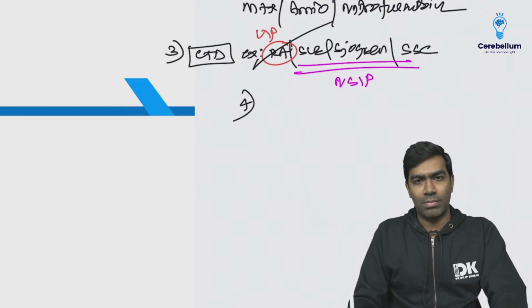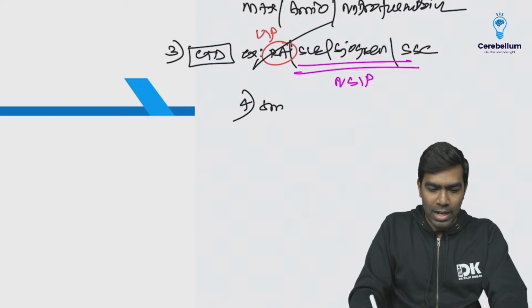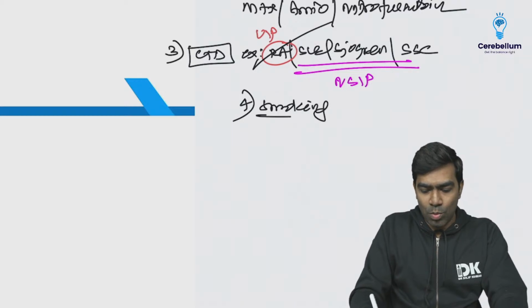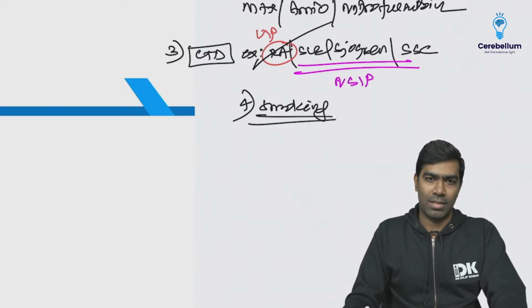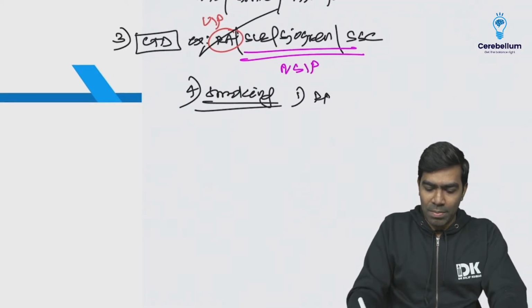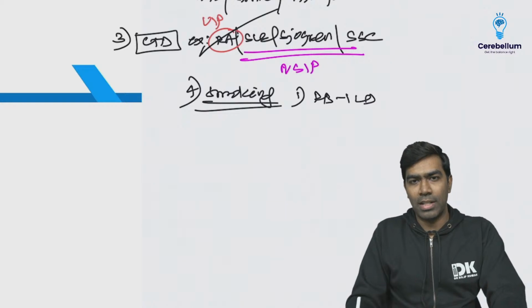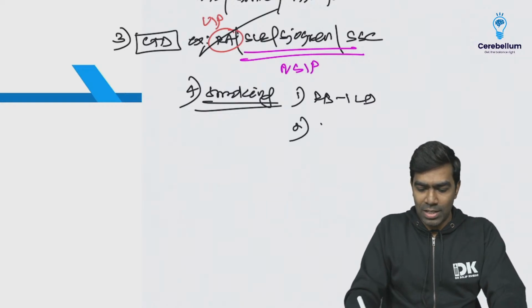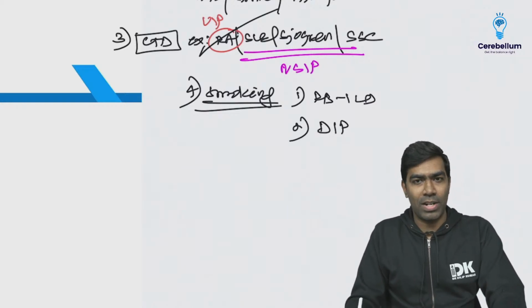Number 4, last but not the least, apart from connective tissue disorders, smoking related ILDs are there. So what are the smoking related interstitial lung diseases? Number 1 will be RBILD, that's respiratory bronchiolitis interstitial lung disease. Second one is DIP, that's desquamative interstitial pneumonia.